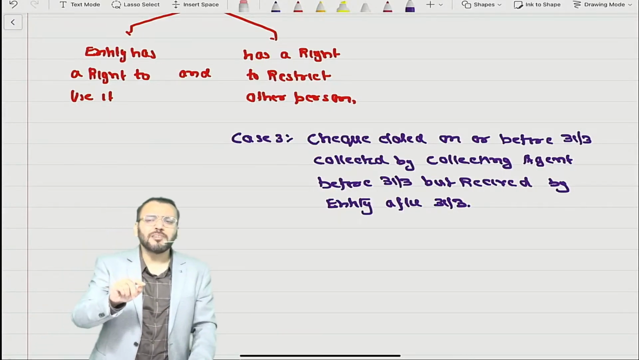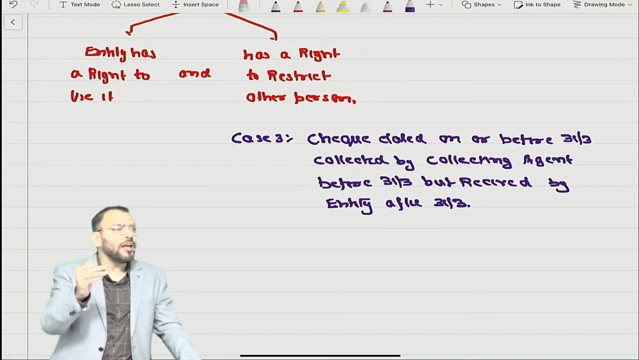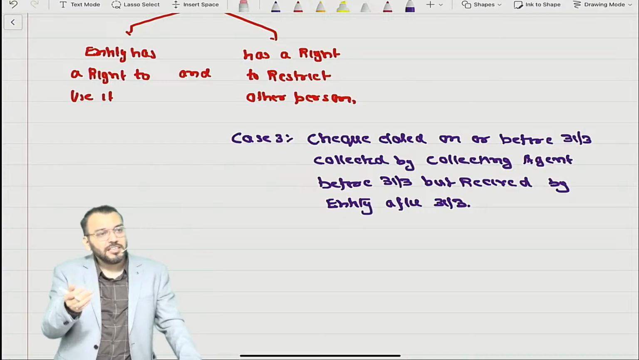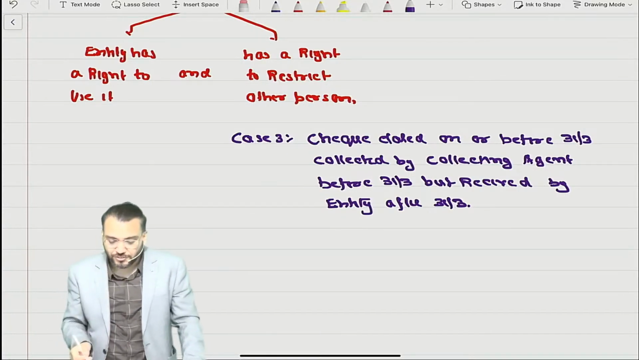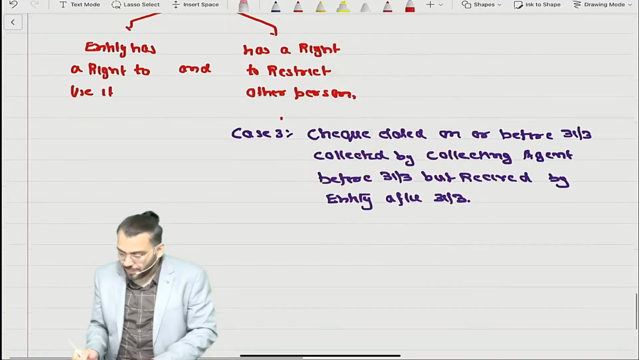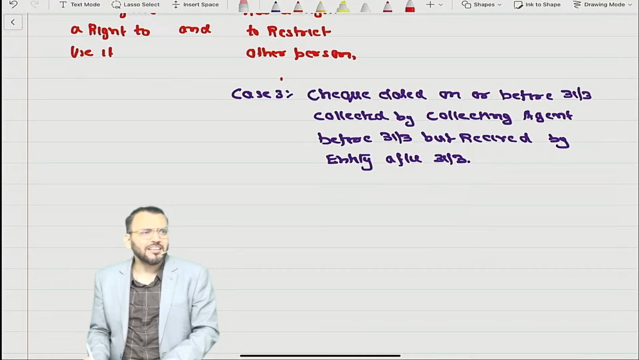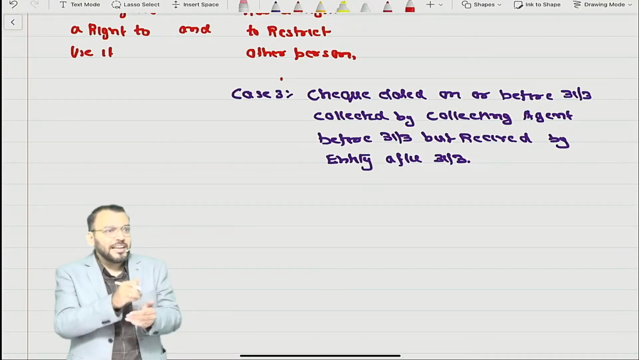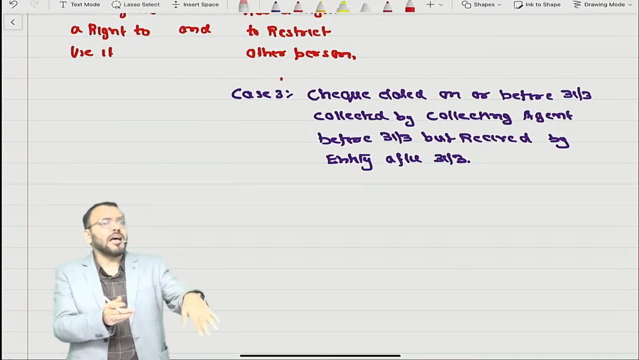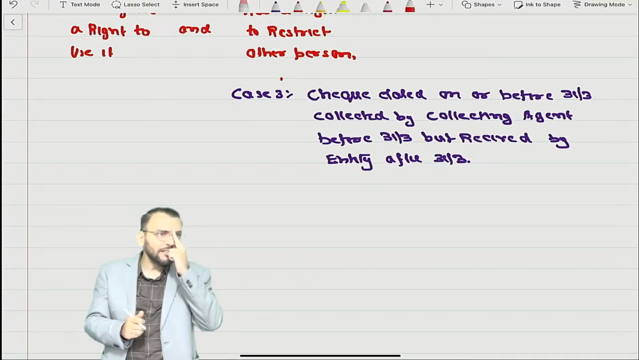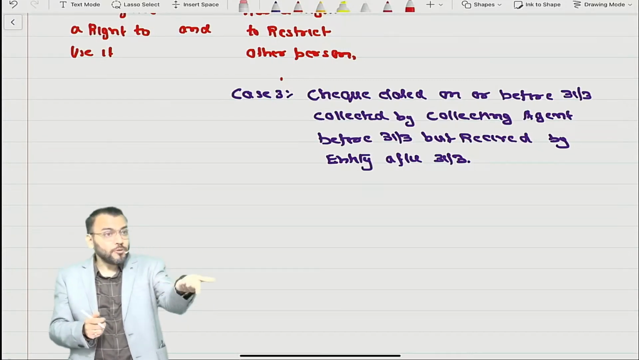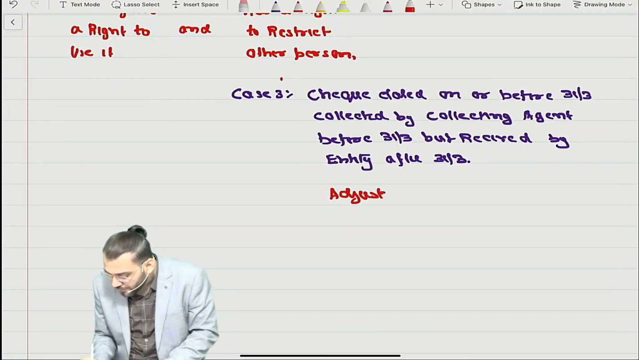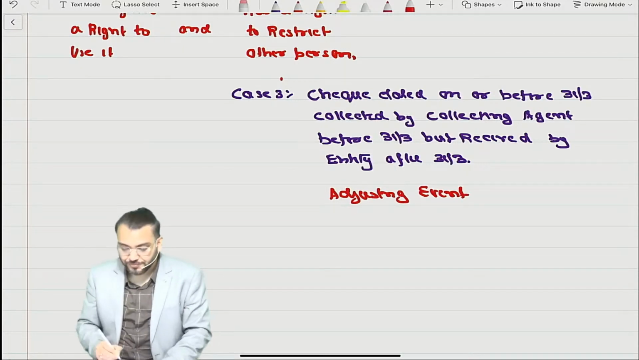This is collected by some collecting agent. Bank can be one collecting agent, an employee can be a collecting agent, or there can be some authorized person on behalf of the entity who can be a collector. But it is handed over to the company after 31st March. Adjusting or non-adjusting? Even though it is collected by a collecting agent, it is under the control of what? The entity only. The agent is nothing but acting on behalf of the principal. It is under the control of the entity. Now it can be endorsed. It can be deposited in the bank. Therefore, it is what? An asset. And therefore, it is now what? An adjusting event.